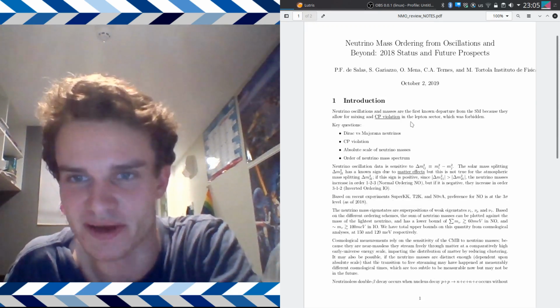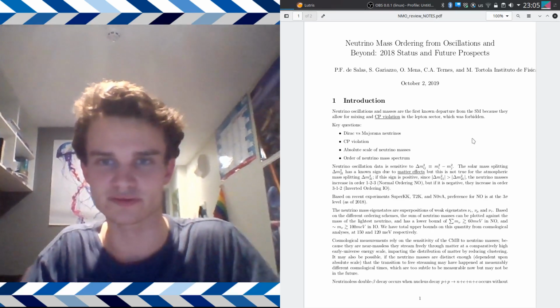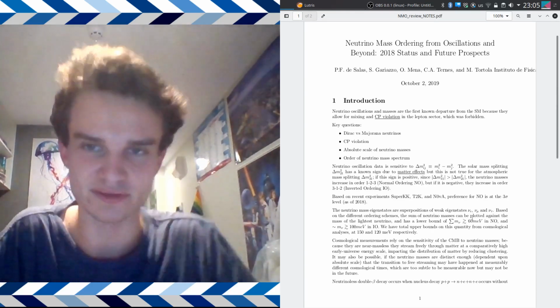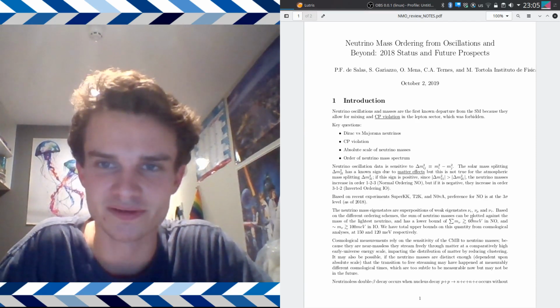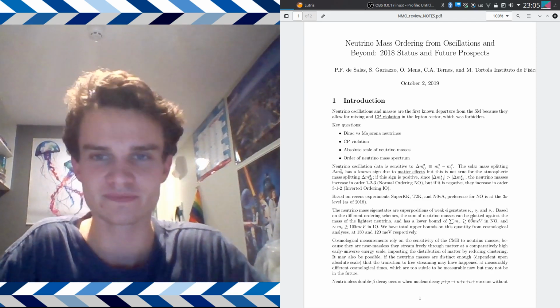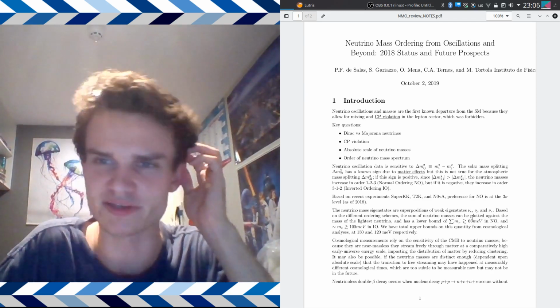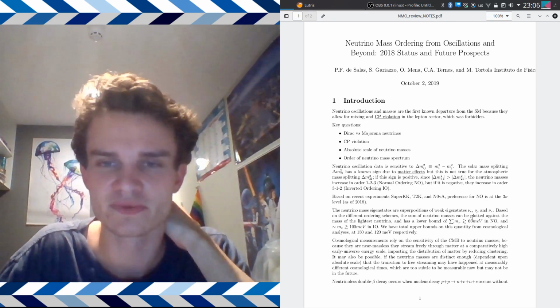Neutrino oscillations and masses are the first known departure from the standard model because they allow for mixing and CP violation in the lepton sector. I underline that because I'm not super clear on CP violation. It's a symmetry that shouldn't be violated in the standard model, but is, it seems, by neutrino oscillations.